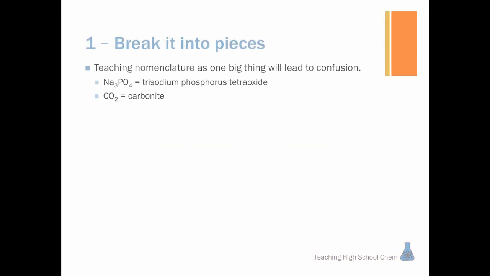If you just teach it as one big unit, you're going to get kids who think that Na3PO4 should have prefixes. And instead of telling you it's sodium phosphate, they're going to say, hey, this is trisodium phosphate tetraoxide. I saw it in my first couple of years of teaching. Every now and then I see it still. Or somebody seeing CO2 and thinking, oh, that's a polyatomic ion. That's carbonite. It doesn't have a charge on it, so it's not an ion, it's a molecule, it's carbon dioxide.